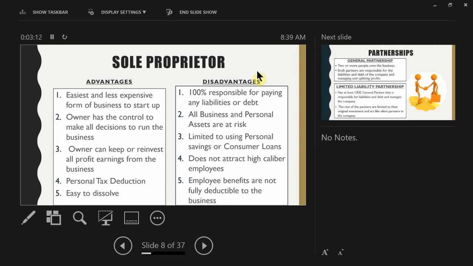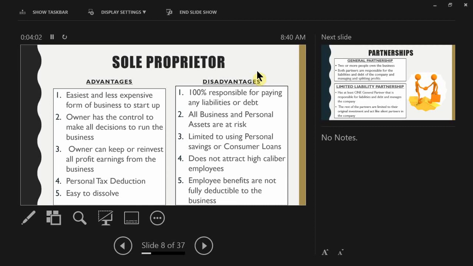The second thing is the owner has true control of making all decisions to run the company. This is a good advantage because oftentimes when you have someone else in your party, you have to make a fair decision. In this case, you can dictate and control the business however you want to run it. You can get ideas from other people, but ultimately the owner is going to make full decisions on every single thing you need to run the business.